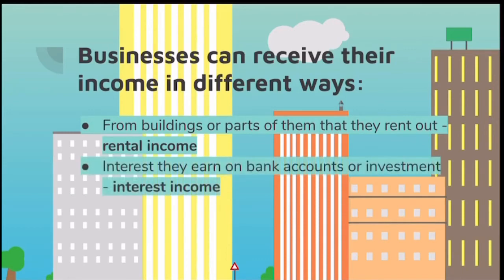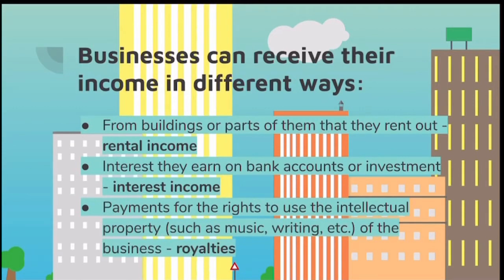Then we get our interest income. So the interest is earned on the bank accounts or the investments. Then we get royalties. So this is payments for the rights to use the intellectual properties of the business. So this can be such as music or writing. So if you have a music company or you have a production company, you are making music and you are putting it out. So you have copyright on that music. So if somebody else wants to use that, they pay you in royalties to use your music. So that is what that means.